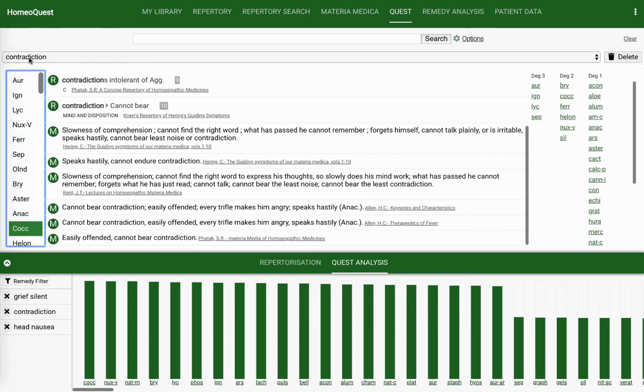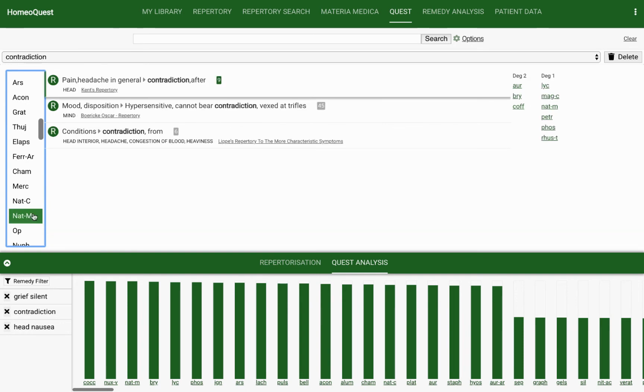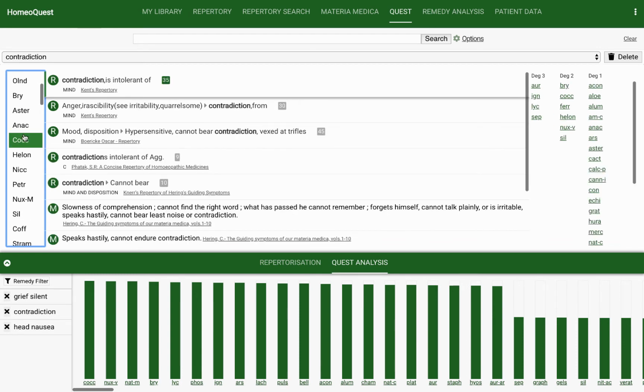And where is Natrum mur here? Natrum mur is not here in the first 10. Did you realize that? Natrum mur comes way down there, not even the first 10 or 15, and the reason for that is Cocculus comes way up because the sorting in Quest is done on three different points. One, if a particular remedy is highly graded in the Materia Medica or the repertories, it comes up at the top. That's one point of differentiation.